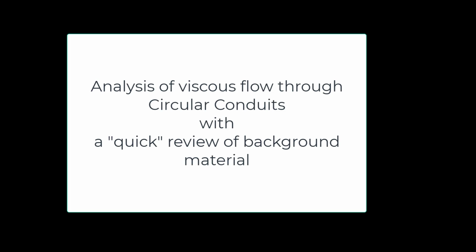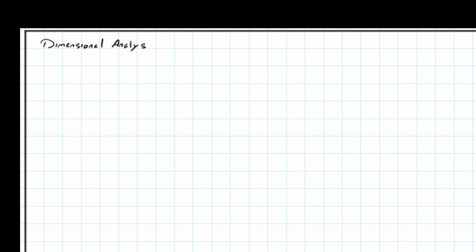We want to do an analysis of viscous flow through circular conduits. But to do that, it's really going to be helpful if we go back and do a quick review of some of the background material of how we got here. All right, so we're going to start with going back to the Buckingham pi.